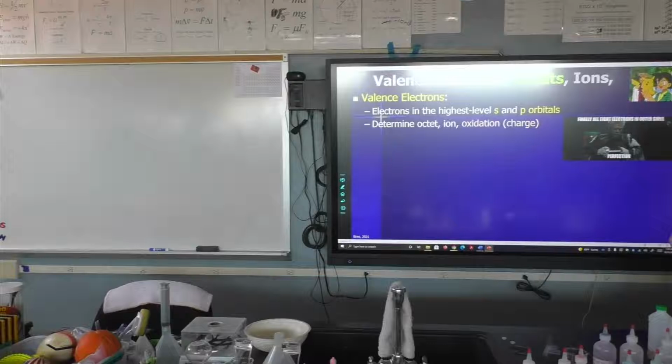I didn't come up with the system. So it's 1, 2, 13, 14, because we can ignore the d. This is groups 3 through 12. We ignore that because the d block is lower in energy. So in period 4, you have the 4s and the 3d and the 4p. When we're looking at the valence electrons, we only care about the electrons in the highest shell.